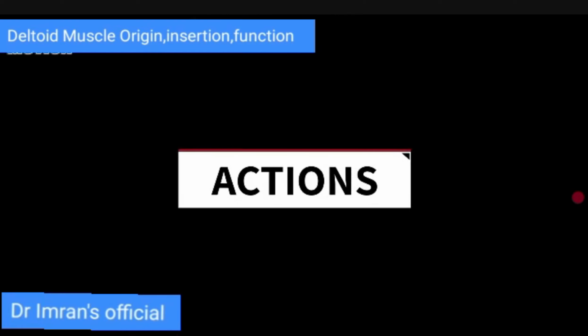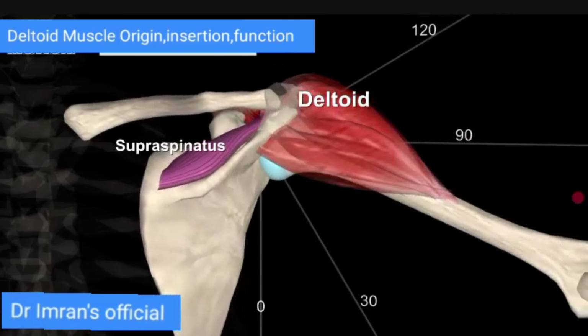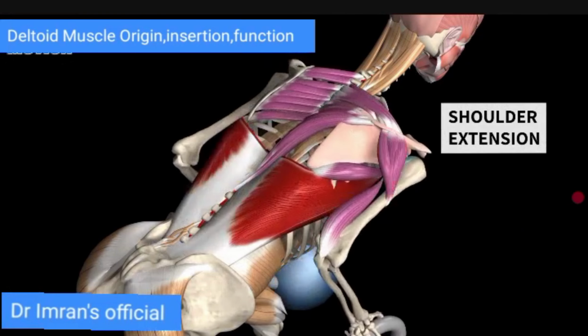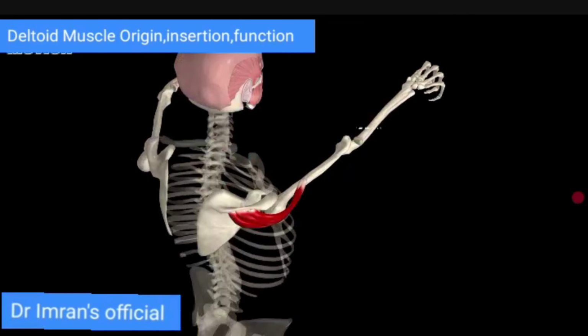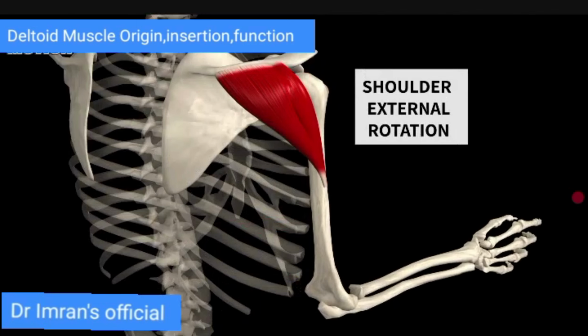The primary action of the deltoid muscle is shoulder abduction beyond the first 15 degrees. The initial 15 degrees are carried out by the supraspinatus. The posterior part of the deltoid takes part in shoulder extension, horizontal abduction, and external rotation.